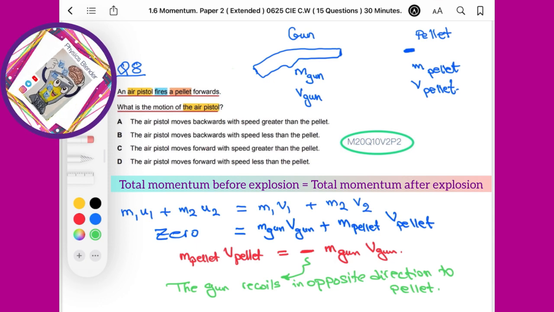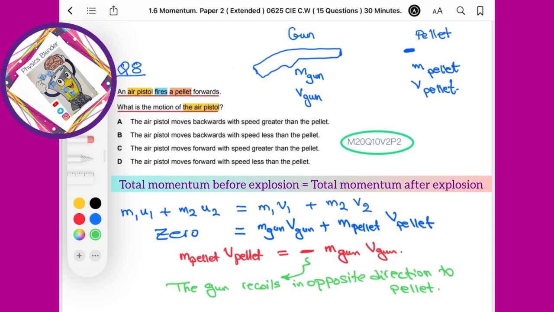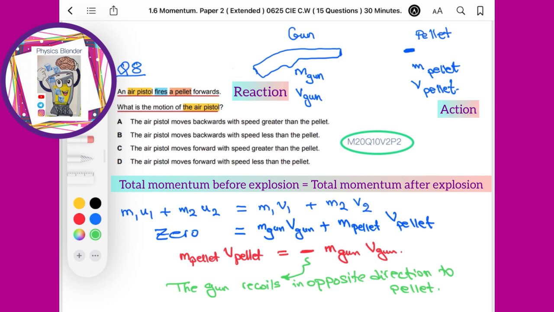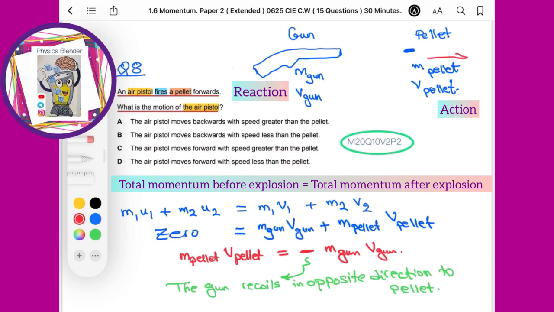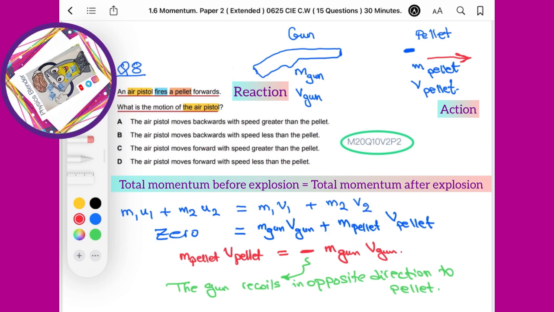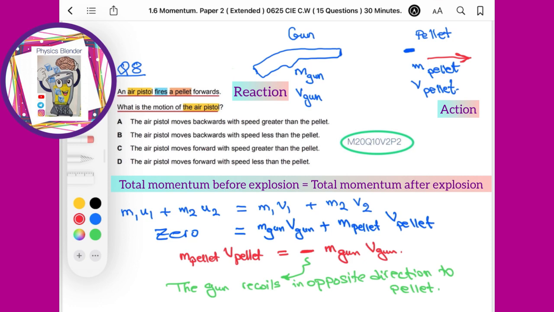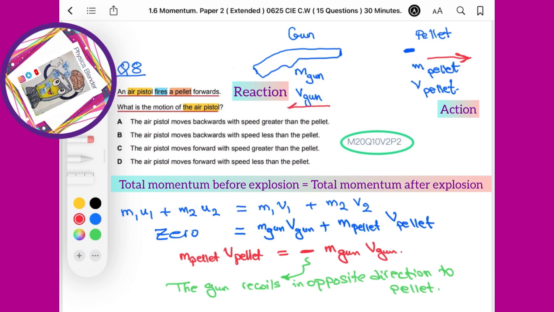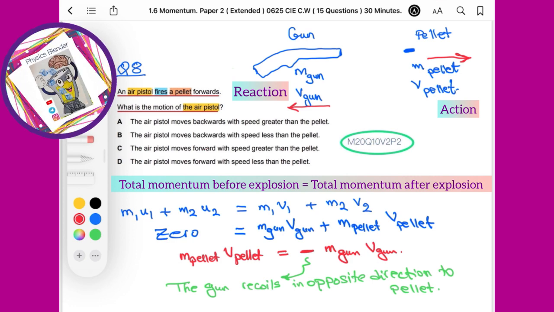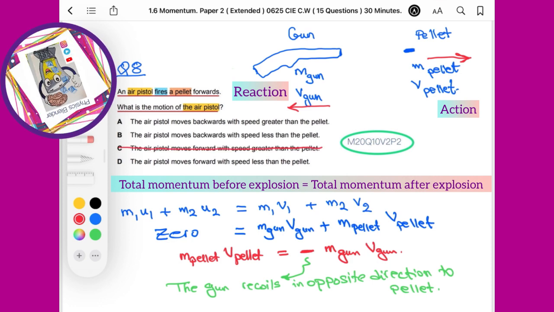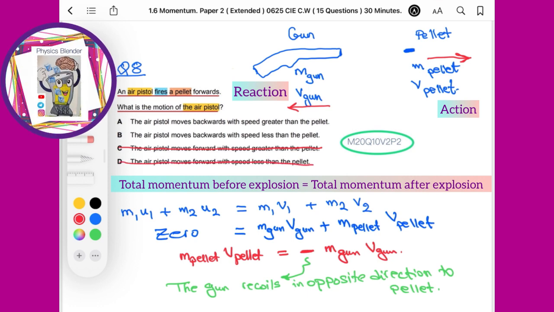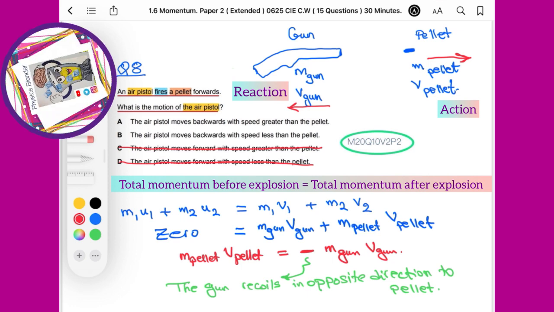Here we have an action and reaction. When the pellet gains momentum in one direction, it moves forward, in this direction. What is the reaction? The gun recoils with momentum in the opposite direction. So the movement of the gun is backwards. So we have to exclude now C and D. The air pistol, or the gun, moves backwards.